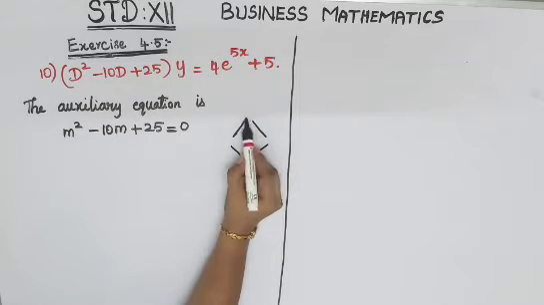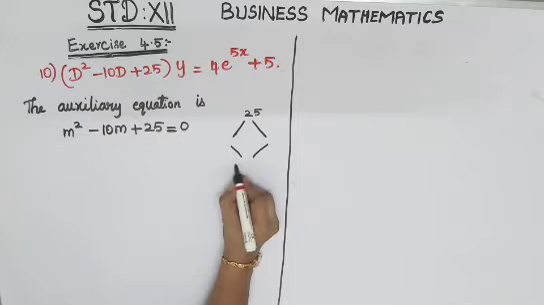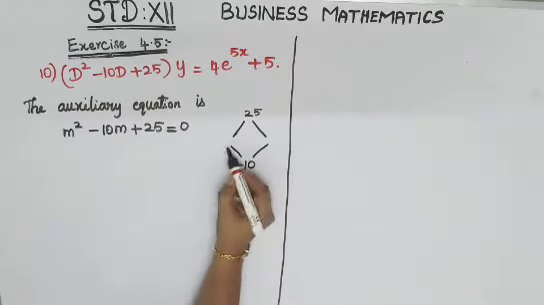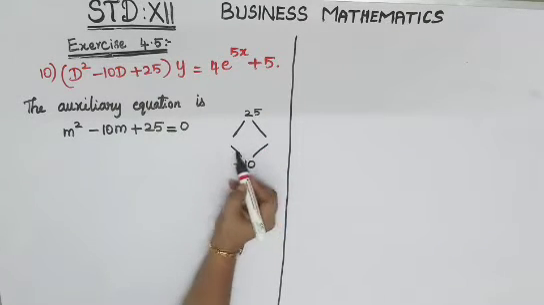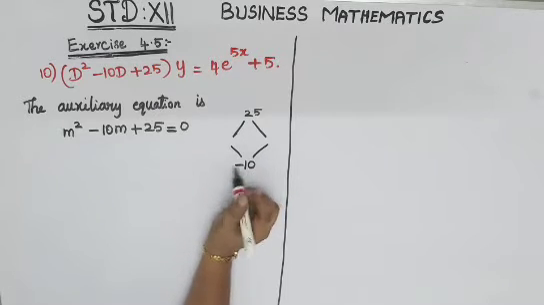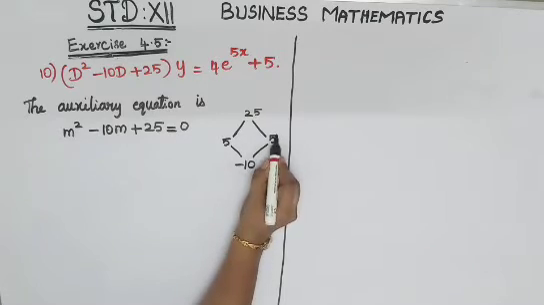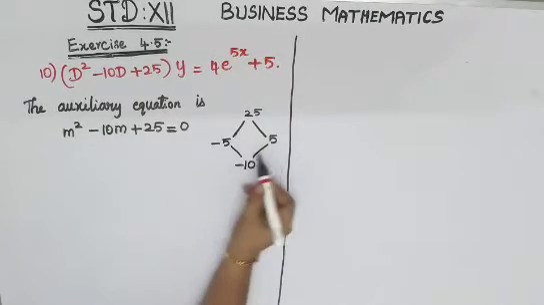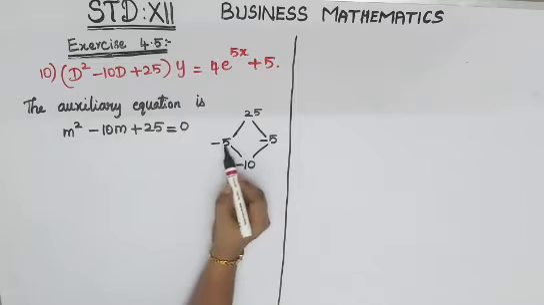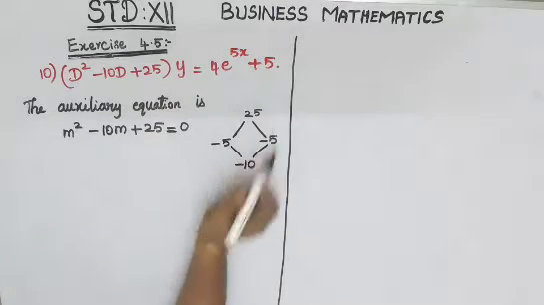So here 25, I will just write it on top, and down it is minus 10. When you multiply two numbers, you will have to get 25, and when you add them, you will have to get minus 10. So I will write it as 5 and 5. Since I have got minus down, for both the terms I put minus. So 5 fives are 25, and minus into minus becomes plus.